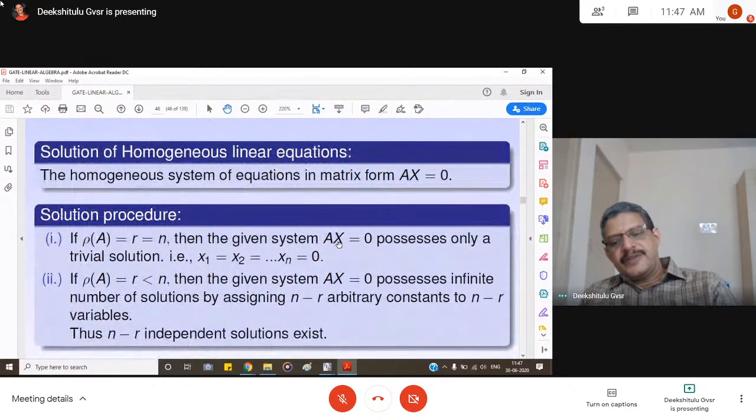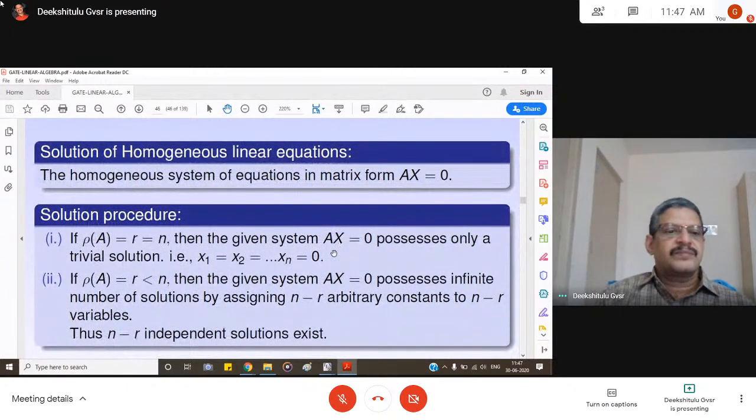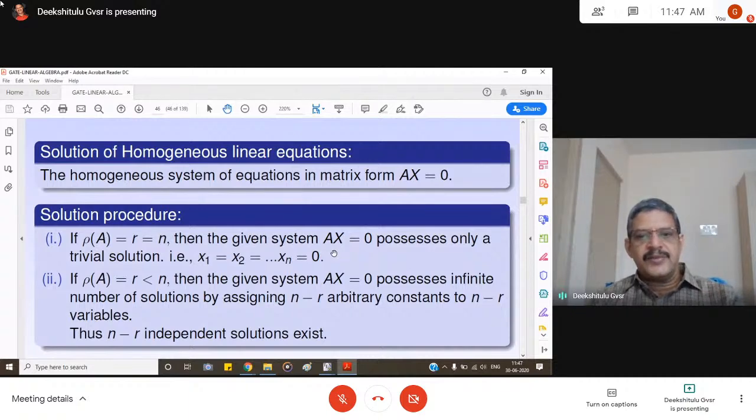Solution of the homogeneous equation. This is quite interesting. The homogeneous system of linear equations in matrix form is given by Ax is equal to 0. If rank of A is equal to r is equal to the number of unknowns, then the given system Ax is equal to 0 possesses only a trivial solution.